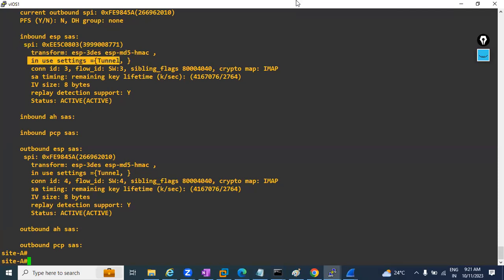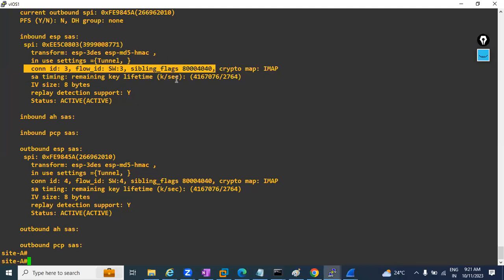I hope you remember in ESP, during phase two of the IPsec configuration, I told you the transform set has two modes, tunnel and transport, right? So this is the tunnel mode, by default. What is the meaning of transport mode? In the upcoming sessions, we have a special session on the difference between tunnel and transport. These are the internal concepts here: connection ID, flow ID, and so on.